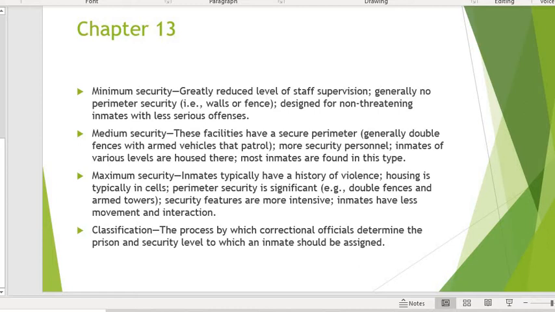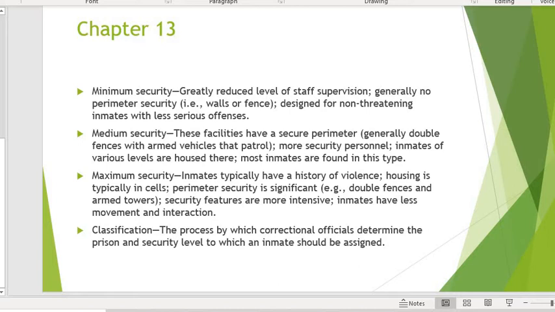So of course, perhaps one of the key things to differentiate minimum security from higher levels of security is the intensity of the supervision, the intensity of the staff, and also how much freedom of movement there is. In minimum security facilities, there's a lot more freedom of movement among the inmates, and less and less so as you move up to medium and maximum security.